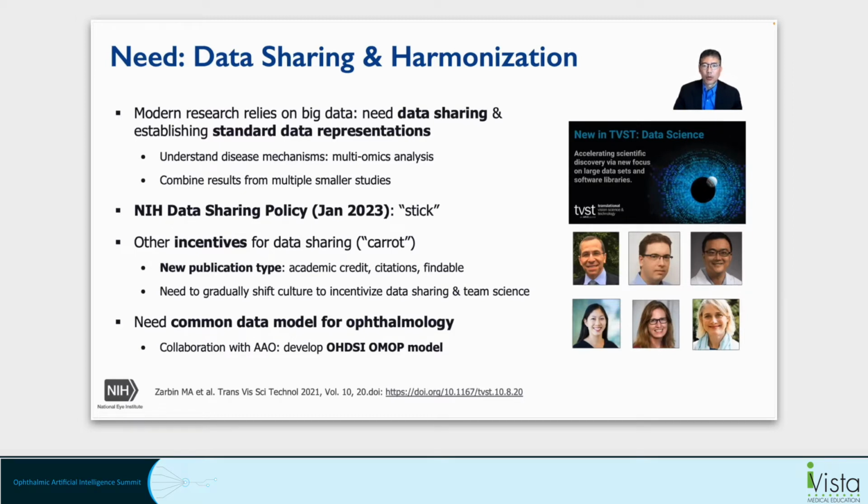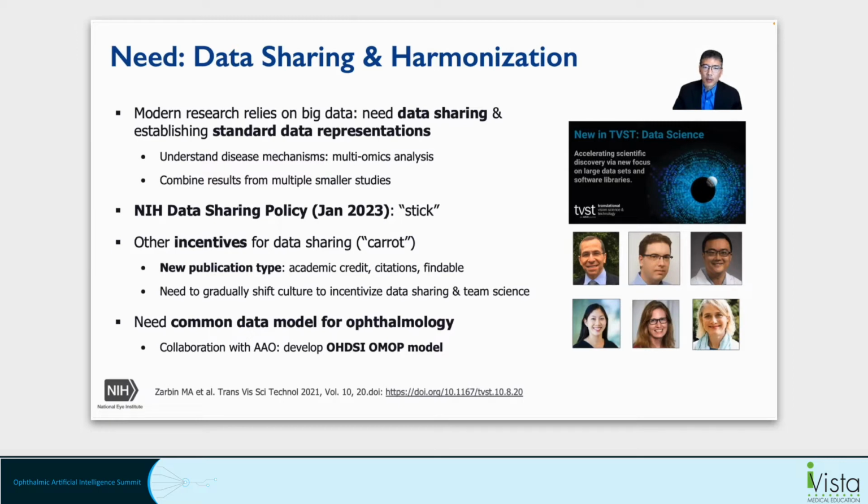And about a year ago, we worked with Marco Zarbin, with Pierce Keen, and with Aaron Lee, who are Marco's the editor-in-chief, and Pierce and Aaron are on the editorial board of TVST, the ARVO Open Access Journal, and created a new publication type, a vision science data set or software library. And the point of this is to try to gradually shift that culture to really incentivize data sharing and team science. You can get academic credit for publishing your data. People will cite it, and you find it using PubMed. And I think we're going to need more and more of those carrots.